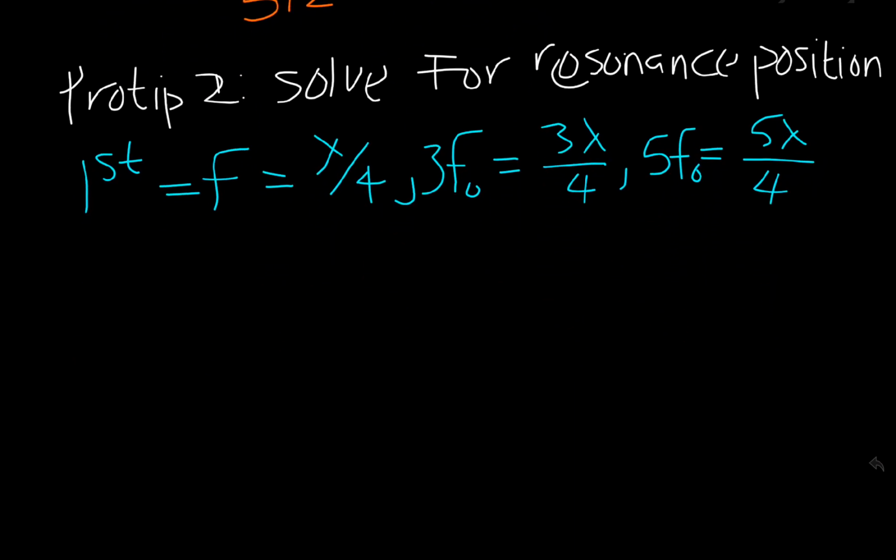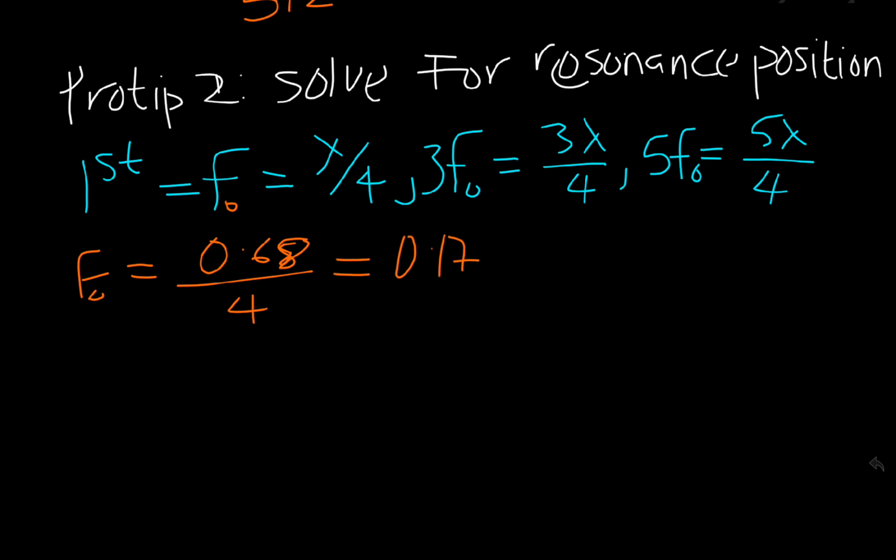And now we'll plug our values into each of the resonances. So we are going to start with the first one. This is F naught. F naught equals our lambda, which we solved to be 0.68, over 4. This gives me 0.17 meters.